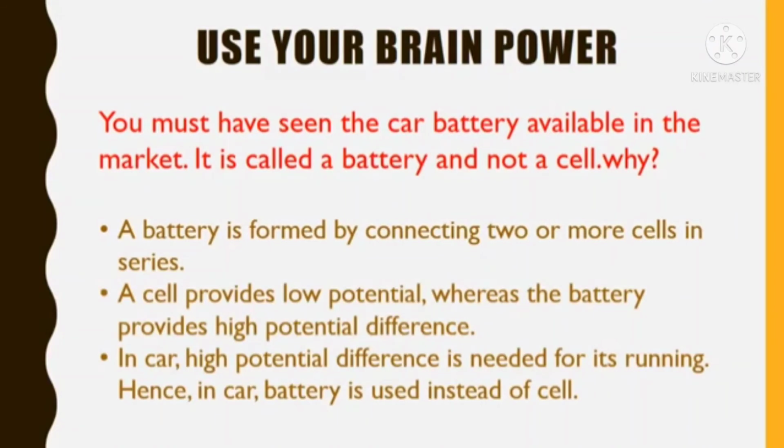A battery is formed by connecting two or more cells in series. A cell provides low potential, whereas a battery provides a high potential difference. In a car, a high potential difference is needed for its running. Hence, in a car, a battery is used instead of a cell.